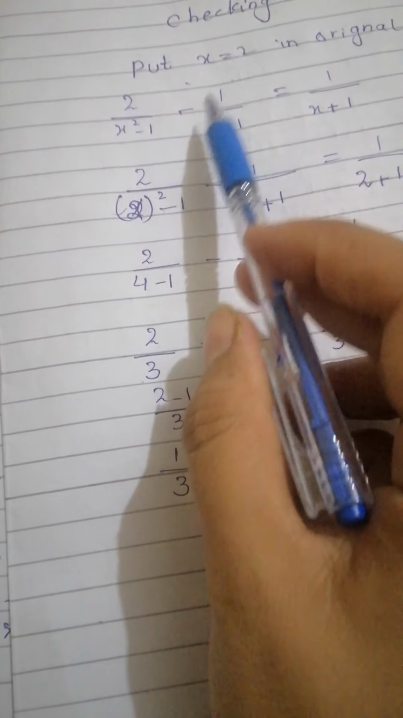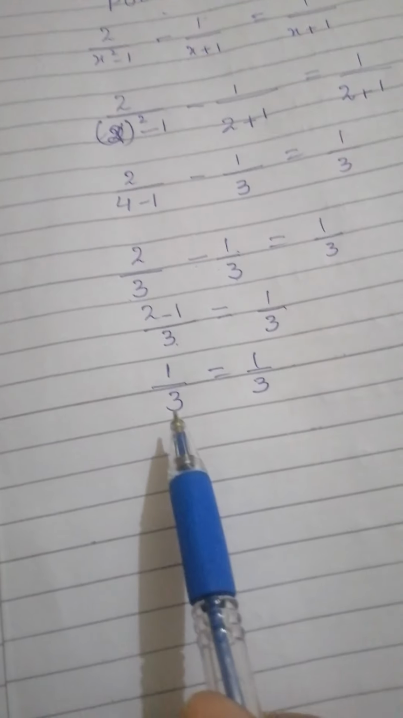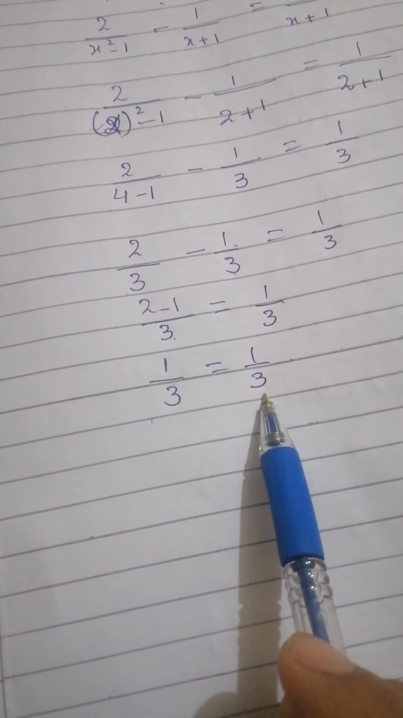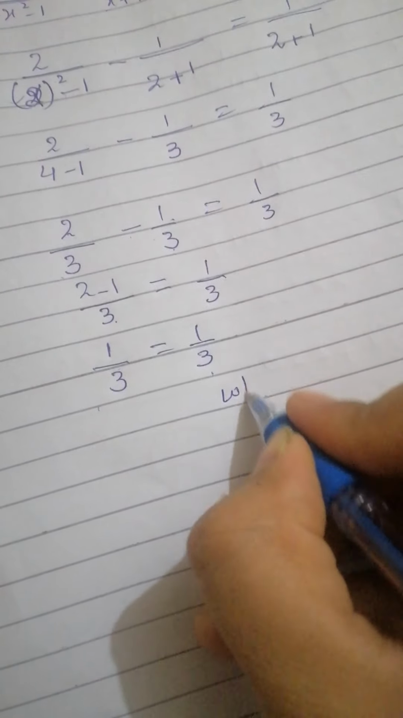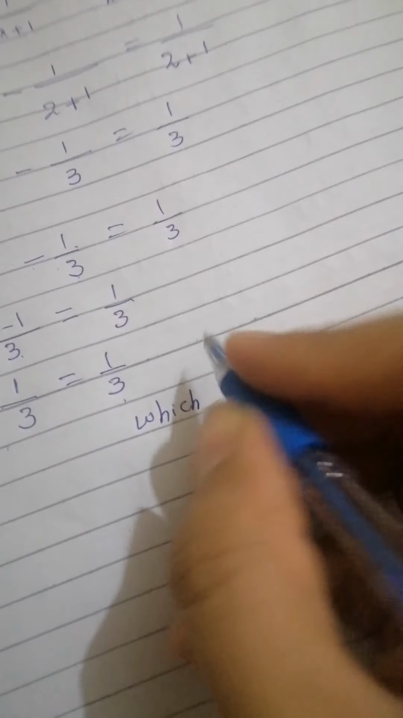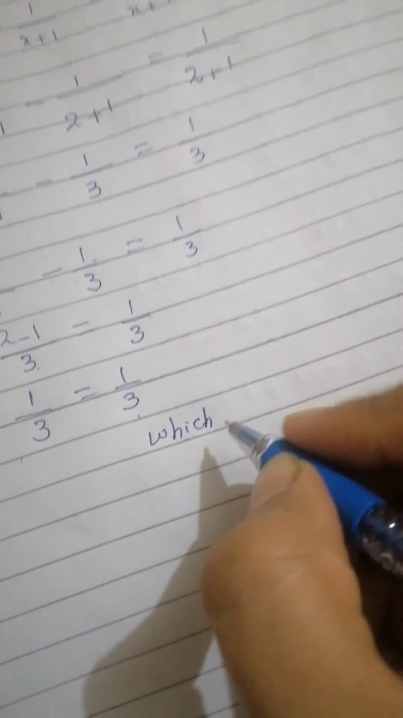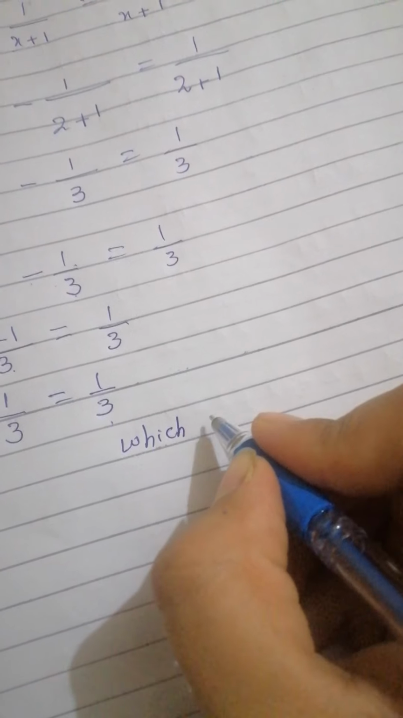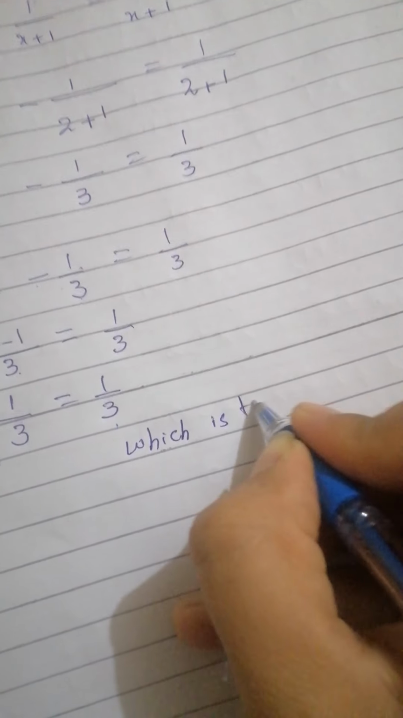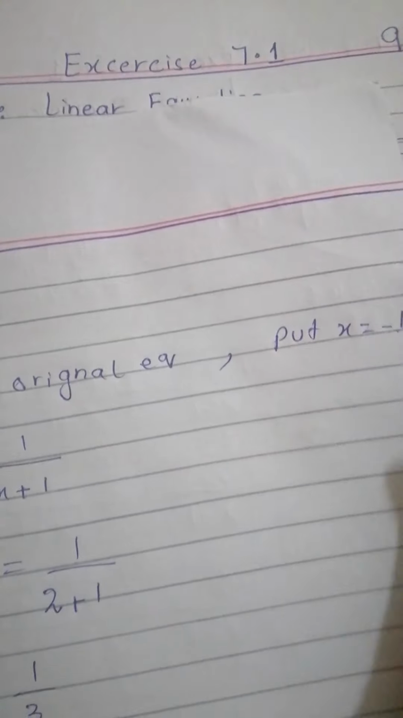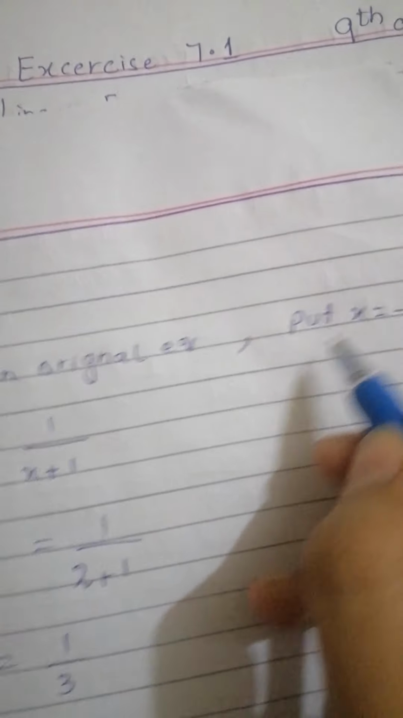You can see that when you put the value x is equal to 2 in your original equation, both the left hand side and right hand side are the same. It means that x is equal to 2 is a value which is making your statement true, right?